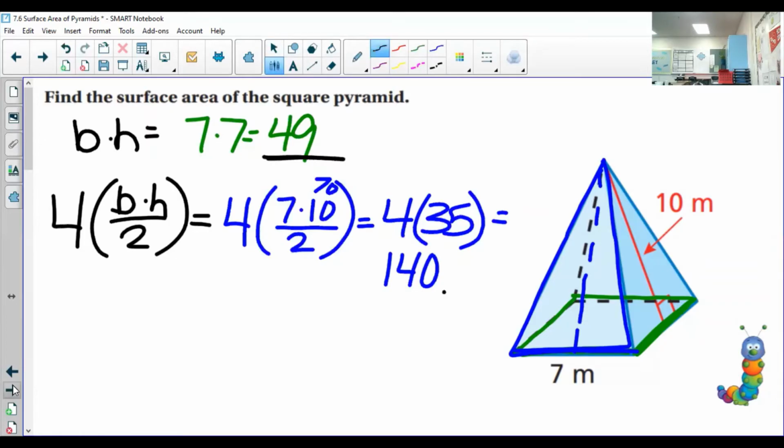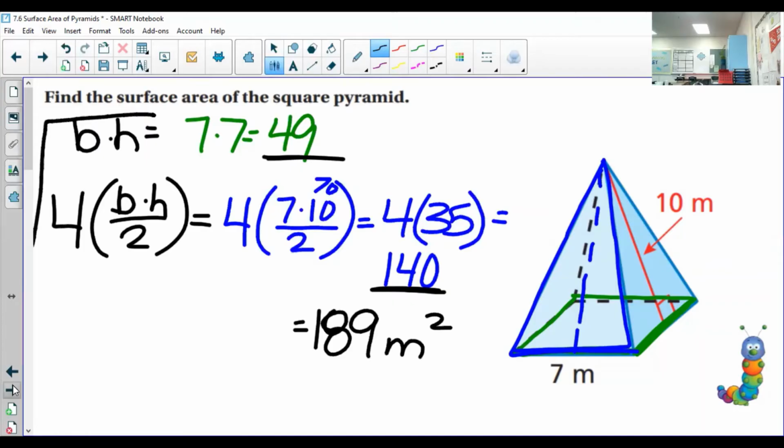Because now all we do is just take those measurements, 49 plus 144, and you're going to get 189 meters squared. I'm just going to do one example of this because it's pretty easy. This is what you're going to do every time you see a square pyramid.